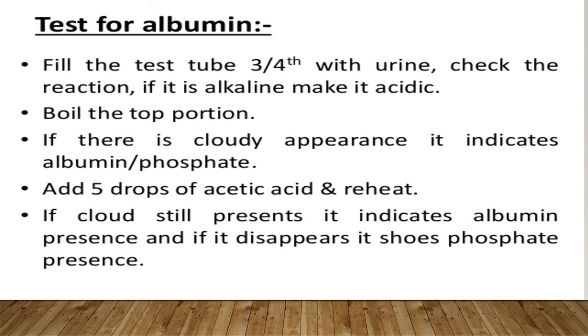Now the test for albumin. Here we have to fill the test tube with urine. Check the reaction. If it is alkaline, make it acidic. Next, boil the top portion of your test tube. If there is any cloudy appearance, it indicates albumin or phosphate. Now add 5 drops of acetic acid and reheat it. If the cloud is still present, it indicates albumin presence, and if it disappears, it shows phosphate presence. So this is the way to test the presence of albumin in the urine.